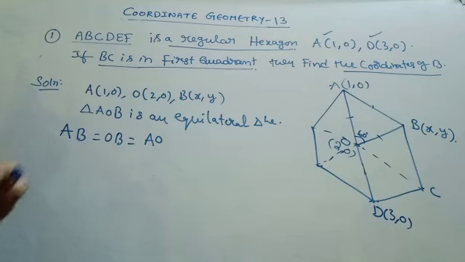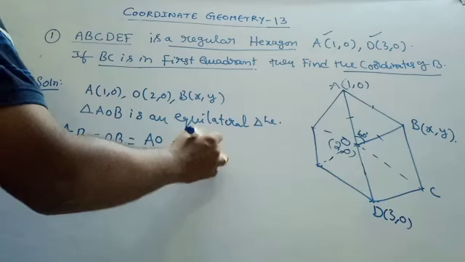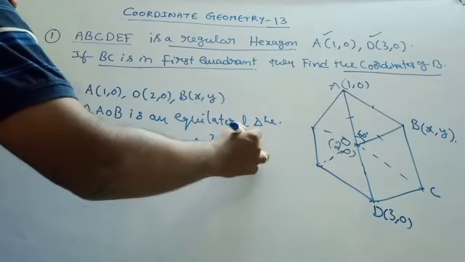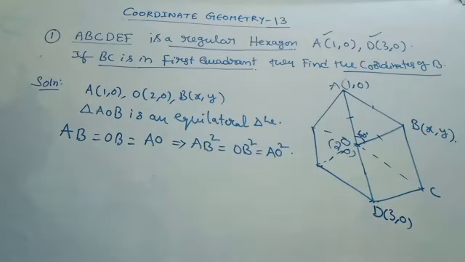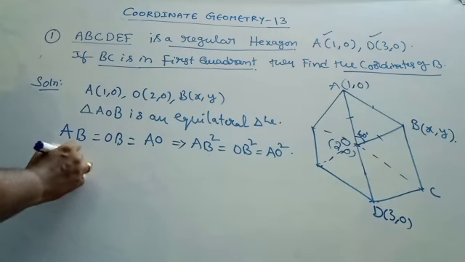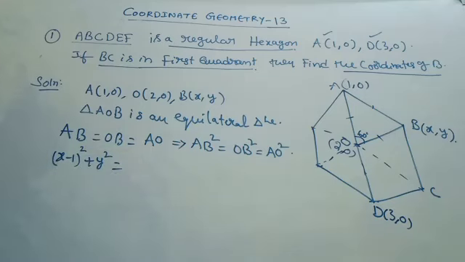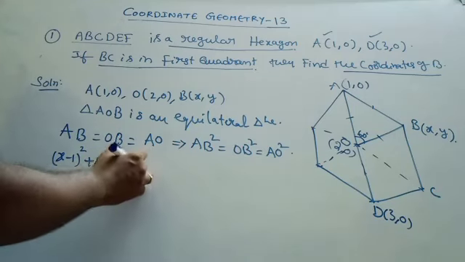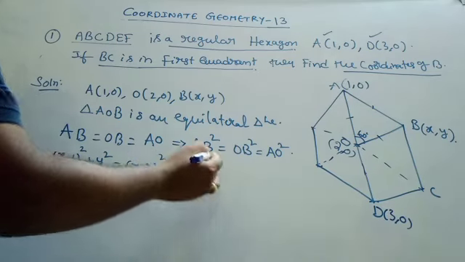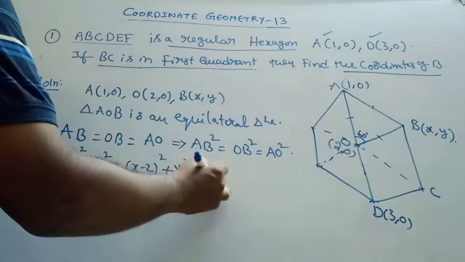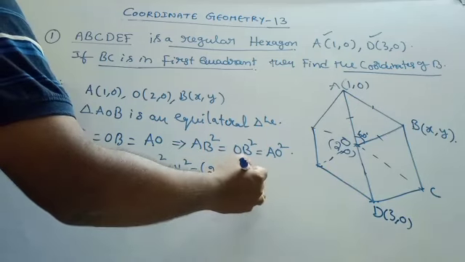Even we can do squaring on both sides. AB squared is equal to OB squared, which is equal to AO squared. You have got it like this. AB squared is (x minus 1) whole squared plus (y minus 0) whole squared, that is y squared, which equals OB squared. OB squared you can write as (x minus 2) whole squared plus (y minus 0) whole squared, that is y squared. That is equal to AO squared, which we can write as (2 minus 1) whole squared plus 0 squared, that is nothing but 1.